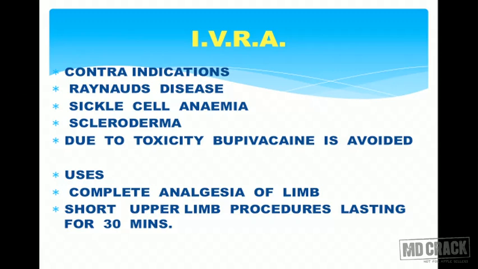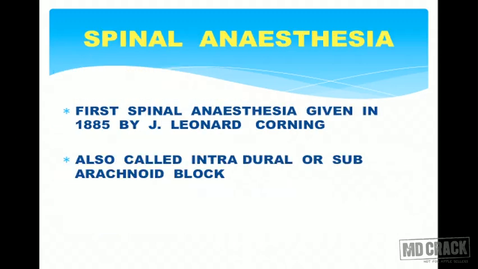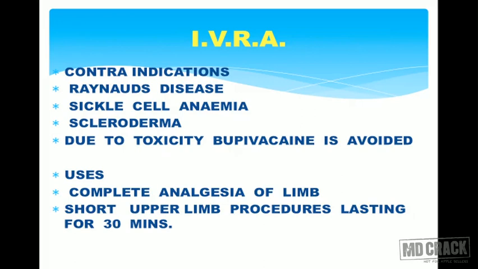Uses: complete analgesia of the upper limb can be achieved. Short upper limb procedures, be they surgical or orthopedic, can take place without giving any additional systemic drugs, and short upper limb procedures of up to 30 minutes can be done without any complication. So this is IV regional anesthesia.